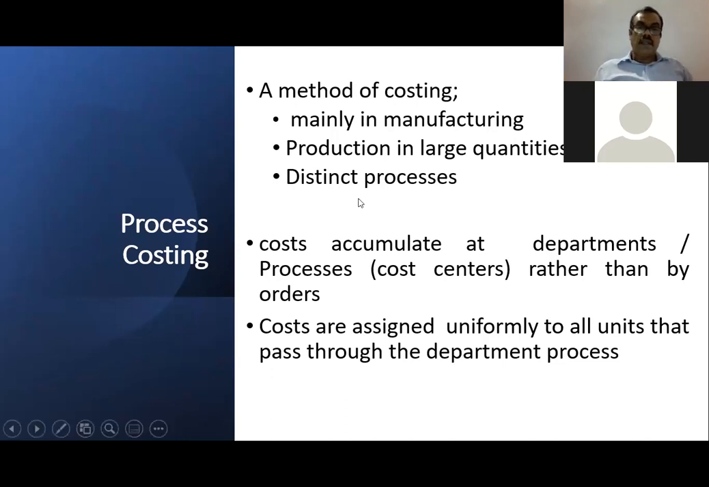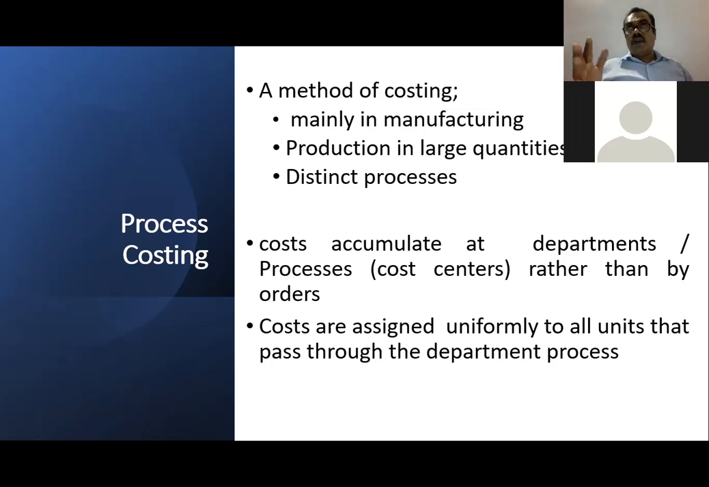Then, I already explained this: distinct processes. Processes are different from each other. Then in process costing, costs accumulate at different places. What are the places? They are the processes. A process can be a department. A process can be a particular task. A process can be a particular responsibility. Likewise, we define it as a process.